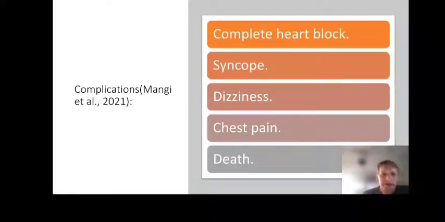Complications. Again, complete heart block, fainting, syncope, dizziness, chest pain, and death, which would be a non-life-sustaining heart rhythm that the patient can go into.